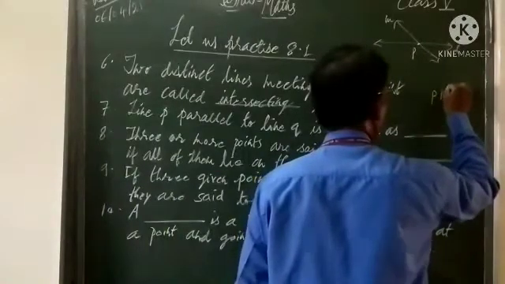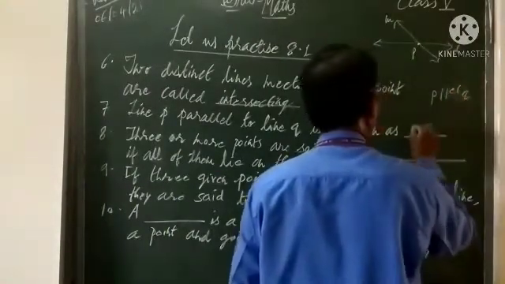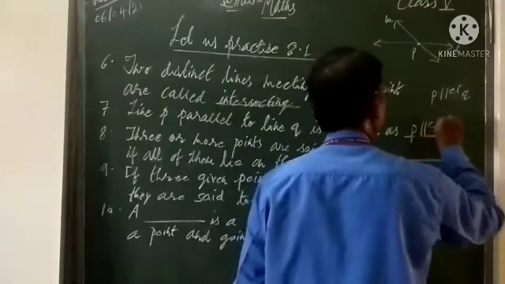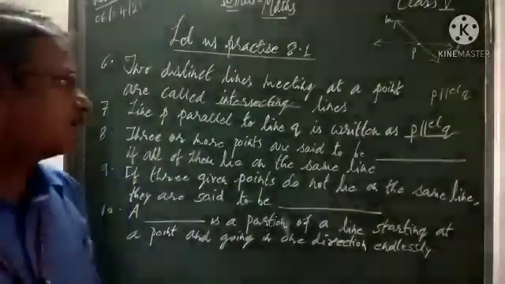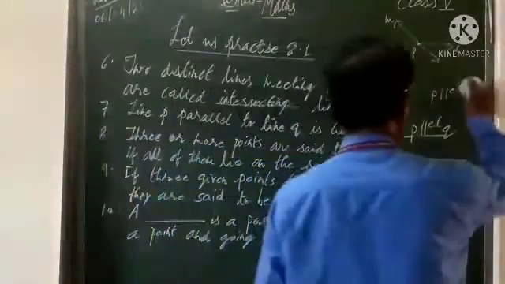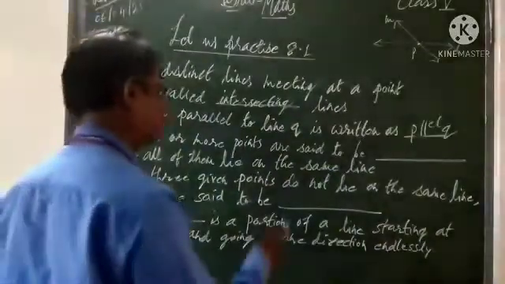Now next, line P parallel to line Q is written as, how should it be written? P, parallel, this is the symbol of parallel to, Q, like that. P parallel to Q. Understood? Line P parallel to line Q can be written symbolically as P, the double line symbol, and Q.